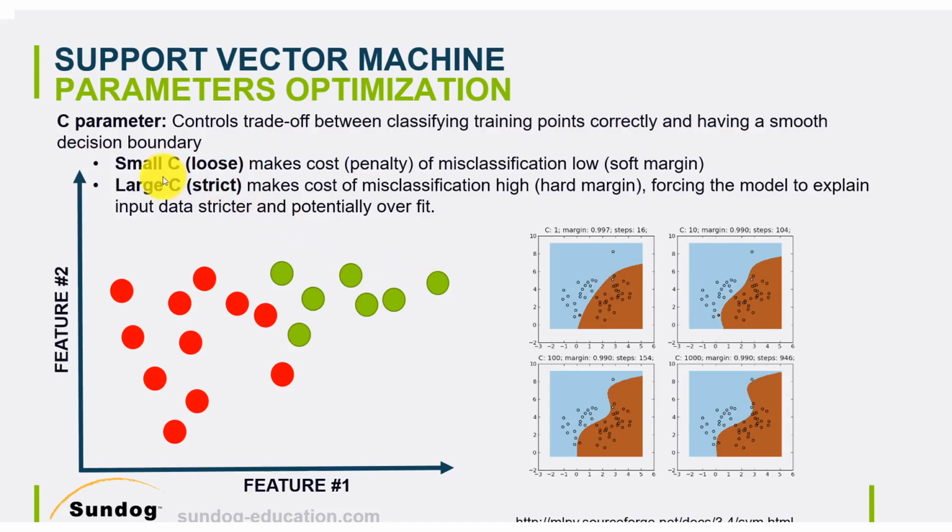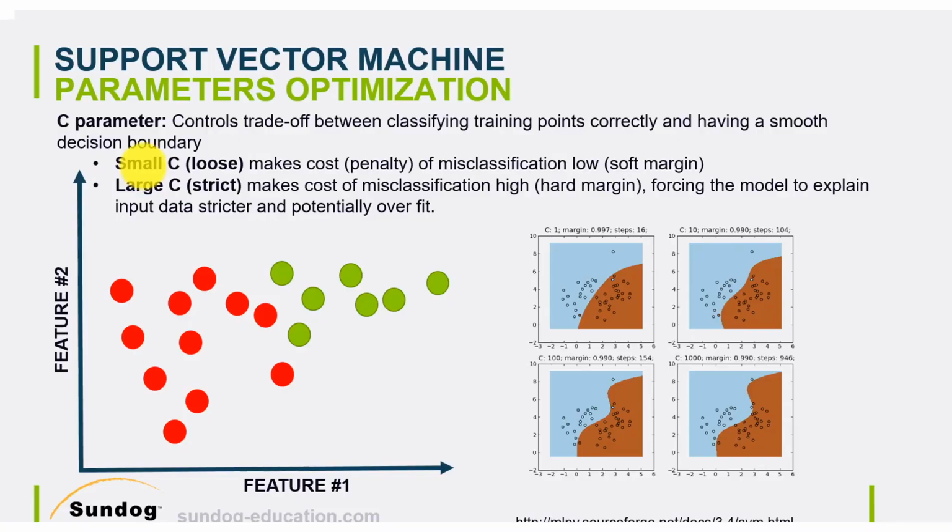I look at the C parameter as a kind of teacher. This teacher, or any teacher, might be strict or might be very loose. Strict teachers apply a very high penalty. So if any student does something wrong, if we have a large C parameter, that means we're going to have a very high penalty.